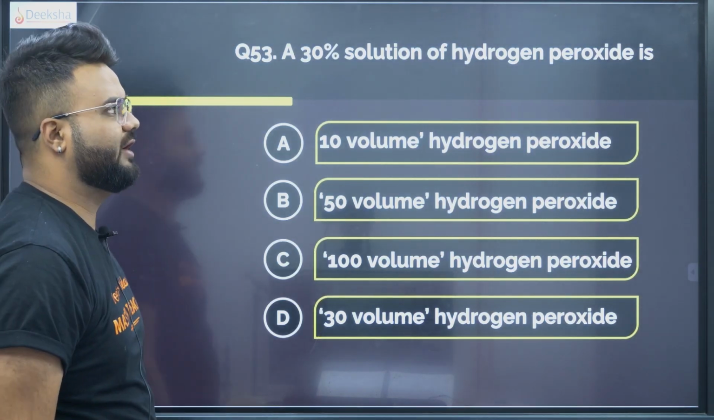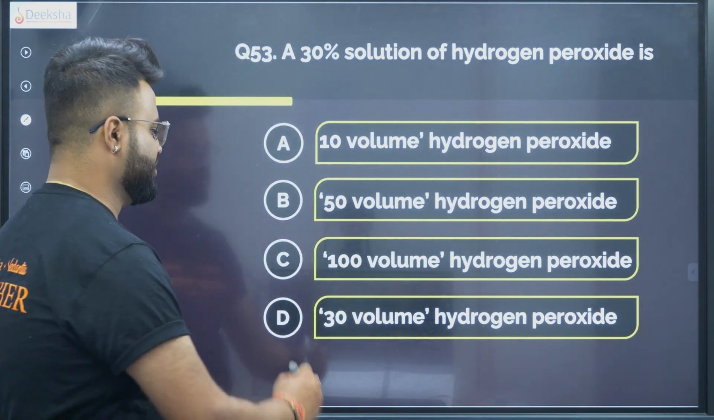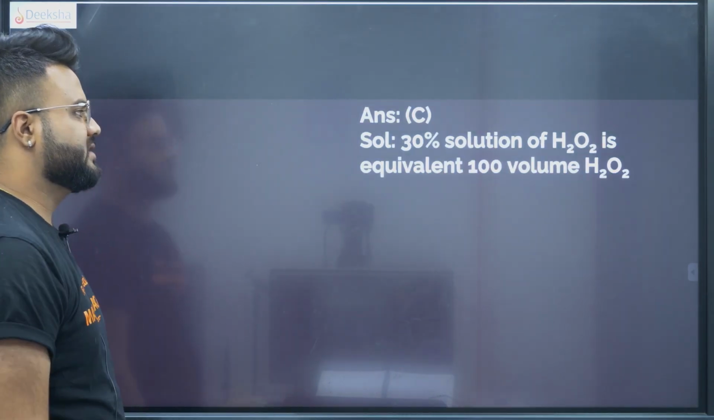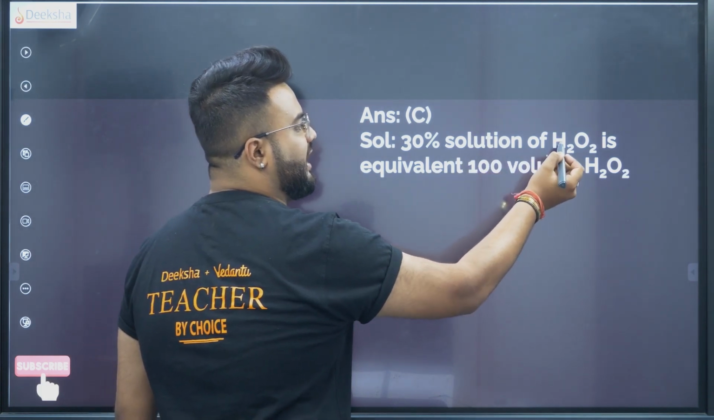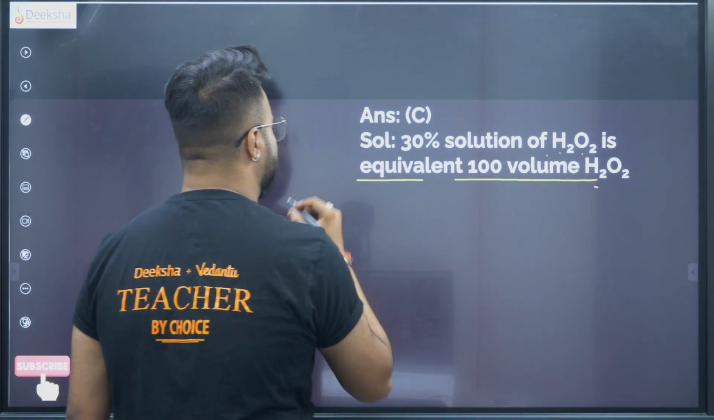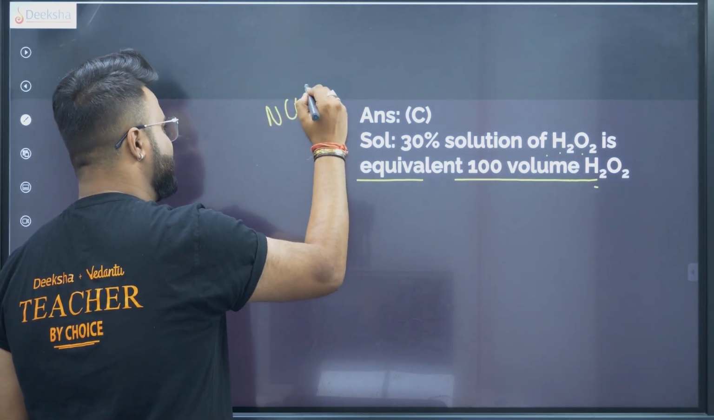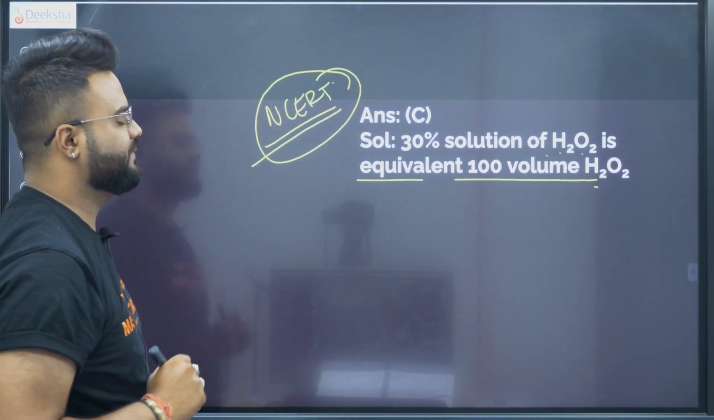A 30% solution of hydrogen peroxide is nothing but 100 volume hydrogen peroxide. Clear? So a 30% solution of hydrogen peroxide is equivalent to 100 volume hydrogen peroxide. This is clearly given in the NCERT textbook. Keep it in your mind. Okay.